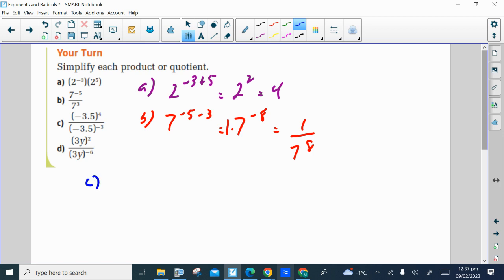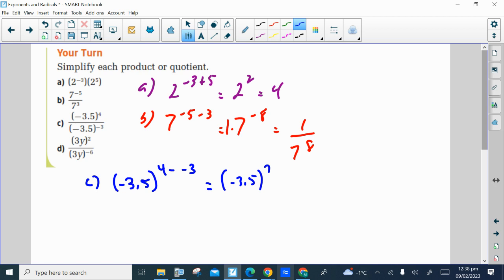Question C is the same. You're dividing powers with the same base. Remember, the law says you subtract the exponents, and the other important part of that is that the base stays the same. So even though you might look at this and say, well, I'm dividing a negative 3.5 by a negative 3.5, you're not. You're dividing negative 3.5 to the 4 by negative 3.5 to the negative 3. The law says you subtract the exponents and the base stays the same. It stays negative 3.5. And 4 take away negative 3, the minus minus becomes a plus, so it becomes 4 plus 3, which is 7.